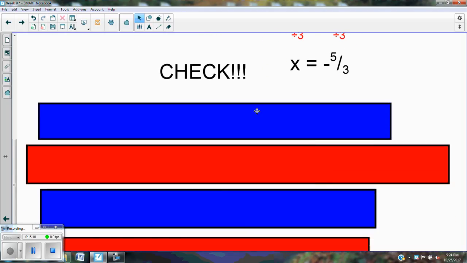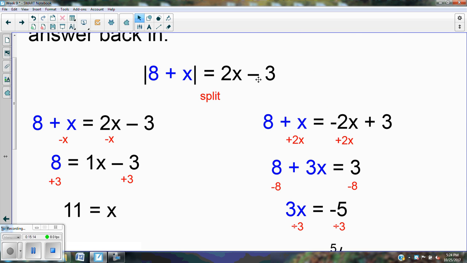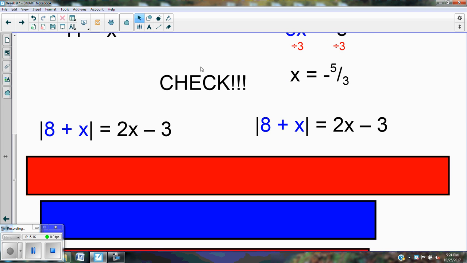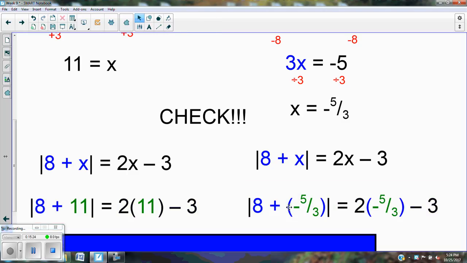Now we need to go back and check. So I use my original equation here. All I'm doing is plugging in 11 for x right here and negative 5/3 for x right here. So it's going to look something like this.